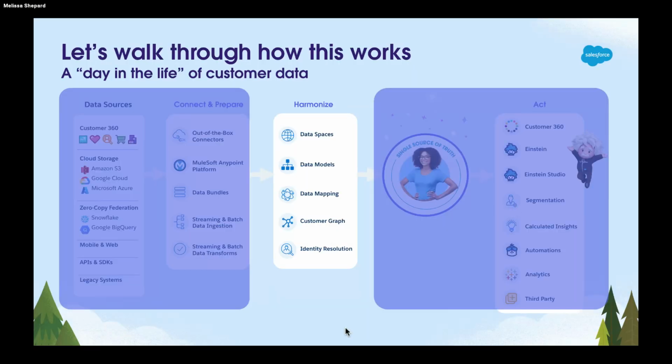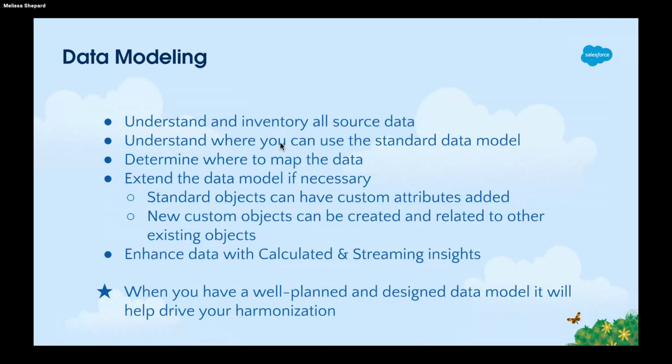So now we'll get to the harmonizing aspect of Data Cloud. The first part of harmonizing is your data modeling. So you've got your data sources, you've got your data streams, but now you're going to figure out where that data is actually going to go in Data Cloud.